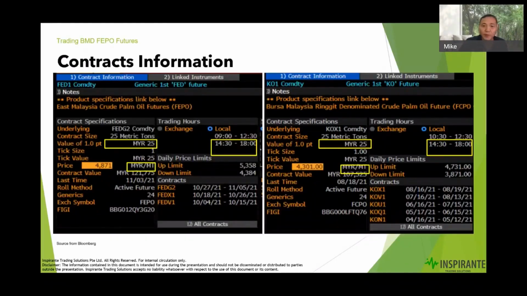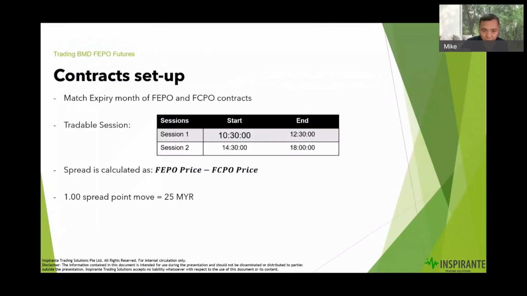Like we mentioned earlier, both contracts are similar in so many ways, except obviously for the trading hours, the FEPO being earlier, and the lower limit, and locality and physical delivery settlement for both contracts are slightly different. The commonality for both products in terms of trading hours will be from 10:30 to 12:30 and 2:30 to 1800, which is 6 p.m. Obviously, if you trade this spread, you can only do it from 10:30 where FCPO opens up.